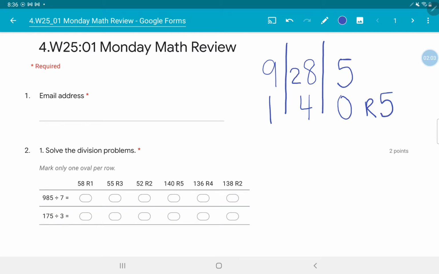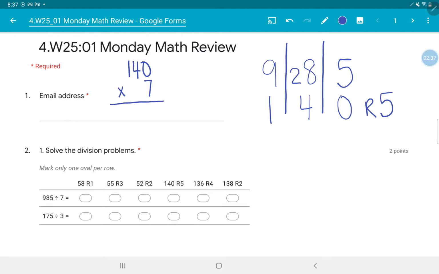Okay? How could I check that? How could I check my division? What'd you say, Cash? I could multiply. What could I multiply? You already multiplied 7 by 4. I can multiply my quotient, which was 140, times 7. That's the number I divided by.